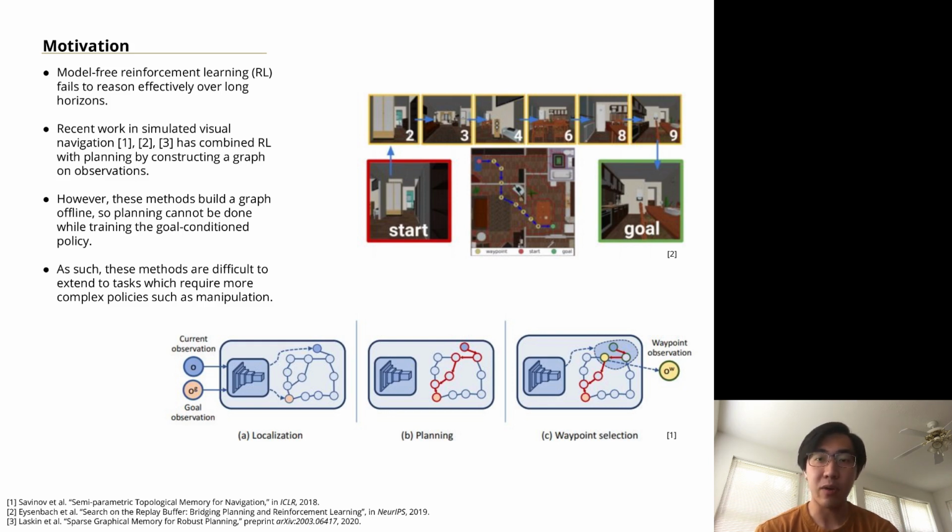Their method builds off of prior work from a paper titled Semi-Parametric Topological Memory. So the general algorithm is that a task goal is localized as a node in the graph. Graph search is done to find a path, and then these subgoals or waypoints are given to the local policy.